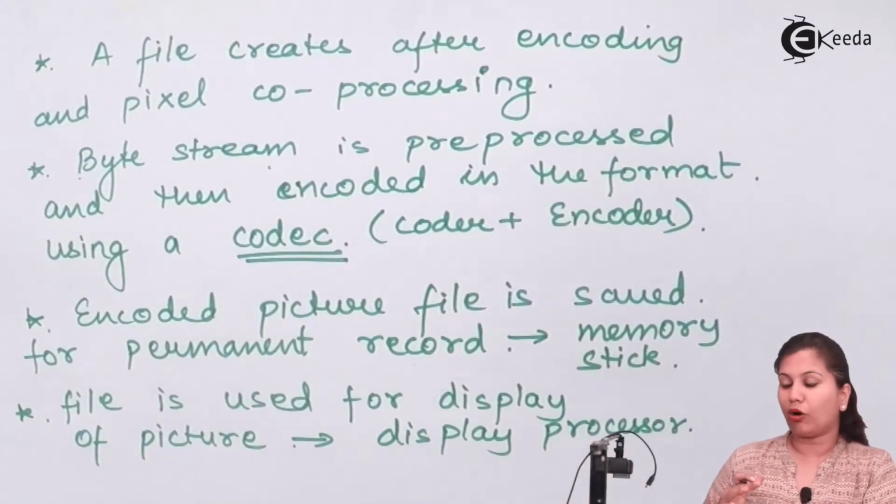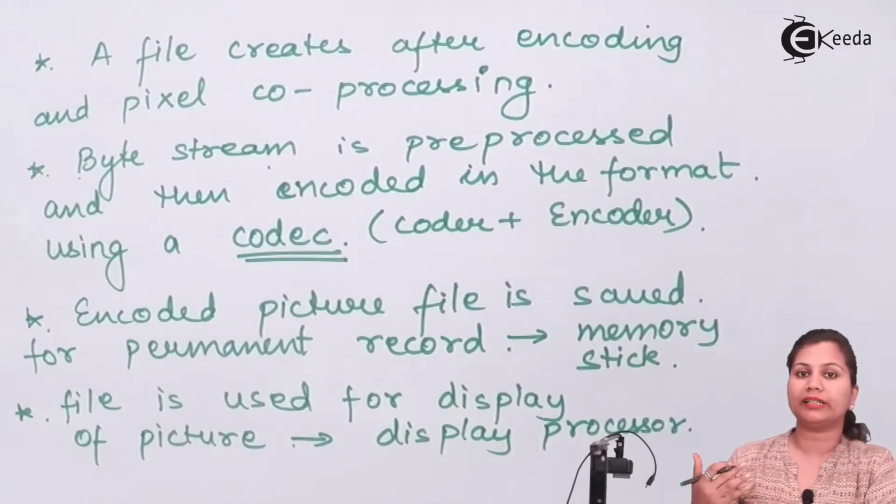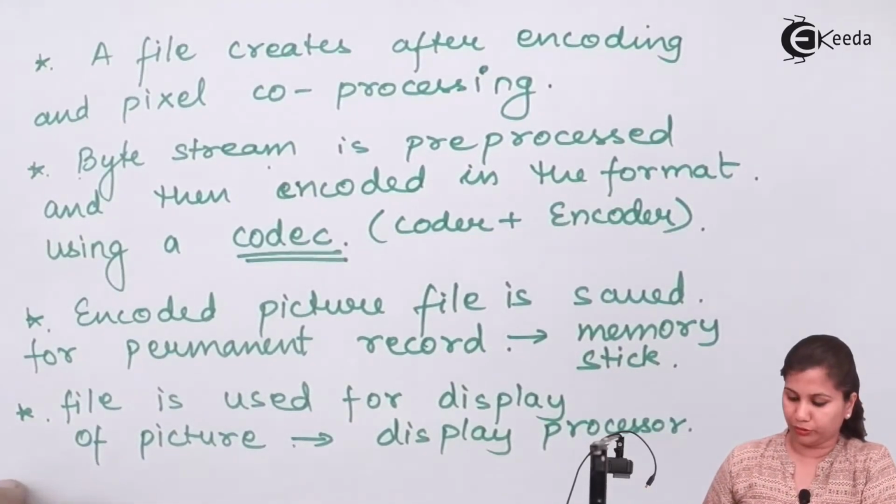It can be copied or transferred to a memory stick, or it can be transferred to a computer. In this way you can see how the digital camera takes the picture, then stores it in the form of an encoded file, and that encoded file is saved in the memory, and how it is displayed on the display processor or transferred to some computers. So these are the functions performed by the different systems present in the digital camera.